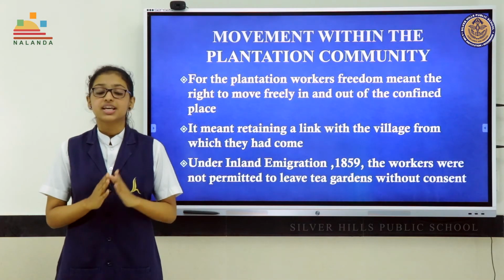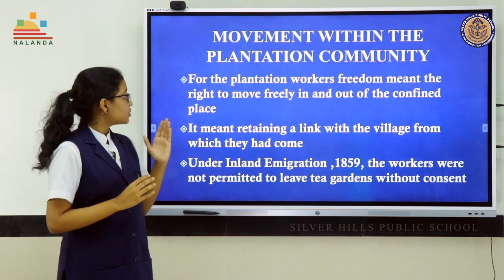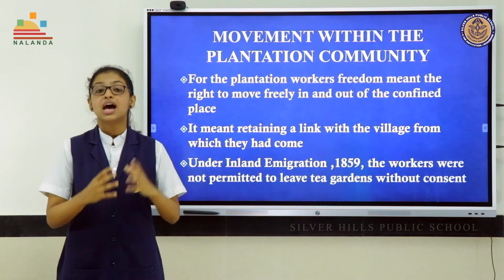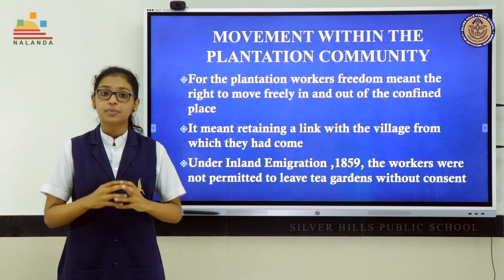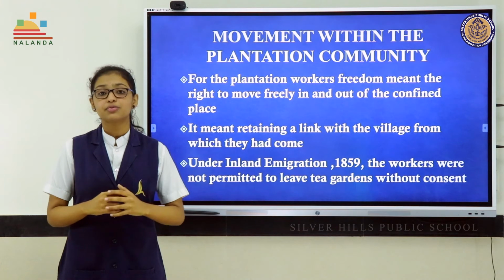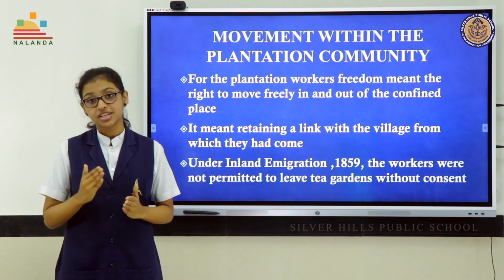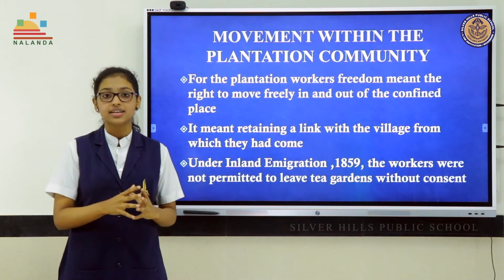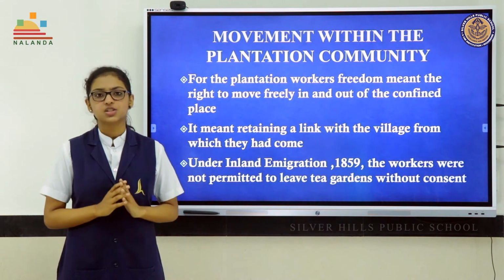Let us now see how the plantation workers accepted the movement. The plantation workers had their own different demands and aspirations, and for them freedom meant the right to move freely in and out of the place they were confined in. This meant retaining a link with the village from where they had come. This was because under the Inland Immigration Act, the plantation workers were not permitted to leave the tea gardens without permission. In fact, they were rarely given such permissions.